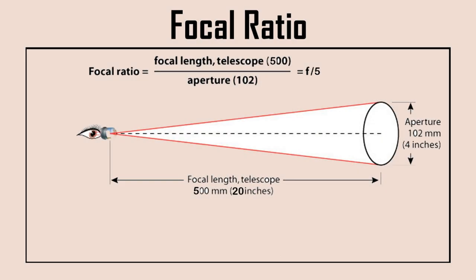Focal ratio, or F ratio for short, is the telescope's focal length divided by its aperture. An F ratio of F5 would be considered optically fast, whilst an F ratio of say 10 would be considered optically slow. And this is to do with how fast and slow the light enters the telescope. I'll explain this with an example.